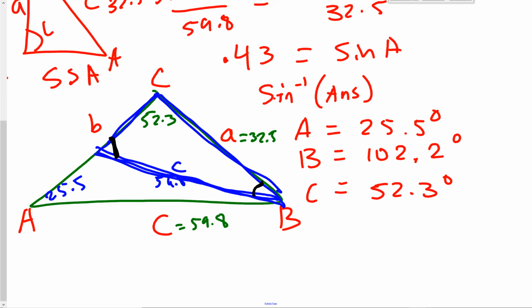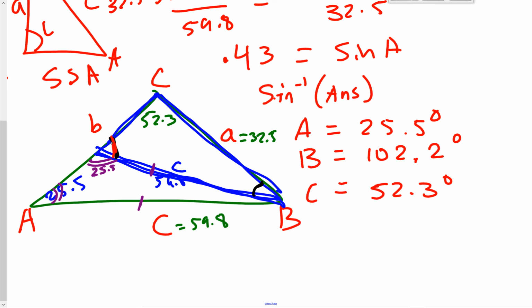Now, because these two sides are the same, that means their opposite angles would be the same, right? So this is also 25.5. So that means we can go ahead and subtract that from 180 to find this angle right here. And so that will give us that one.